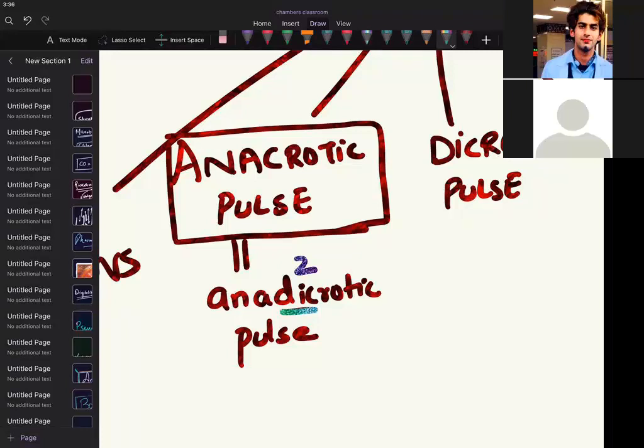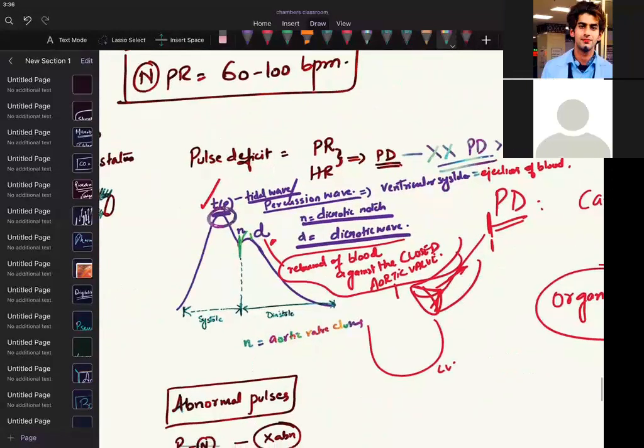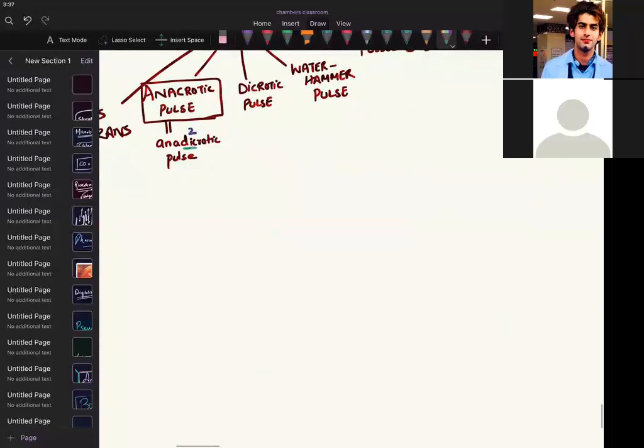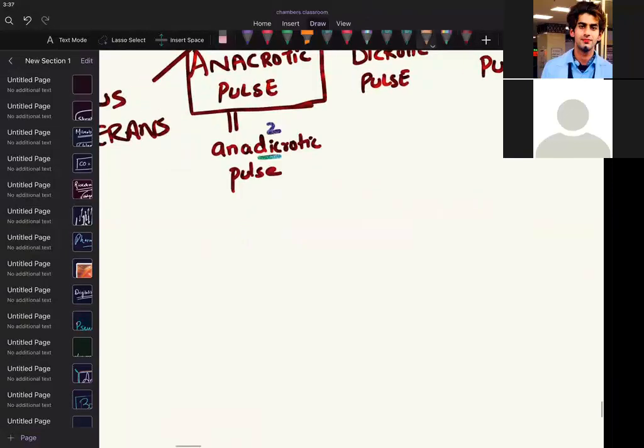So can I say like this? Let us build like this. Let us make the concept. Can I make an anacrotic pulse like this? A small wave I will take. This was the first, and now I have another, and now the normal comes back. Can I say it is an anadicrotic pulse? Can I say it is an anacrotic pulse?